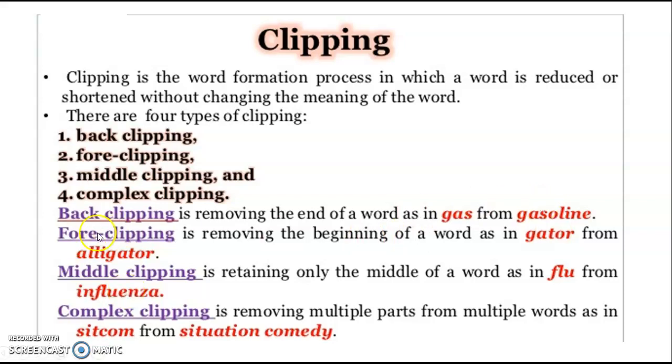Back clipping. As you can see here, it's removing the end of the word, as in gas. So we say gas, but the term that is correct is gasoline. So what we do here is that we remove the rest of the word and we are just taking the beginning. So that's why we say gas. Fore clipping is removing the beginning of a word, as in gator from alligator. So we say gator, but we don't say alligator. What we are doing is removing the beginning of the word. Alli is not there anymore, and we just say gator.